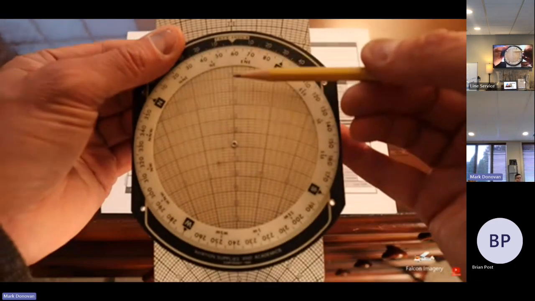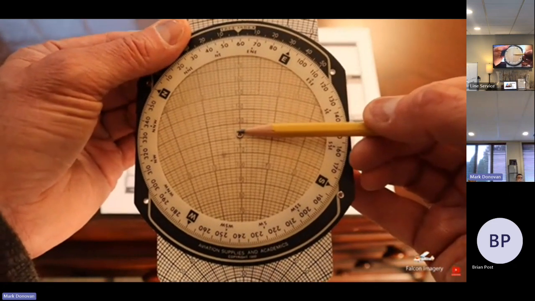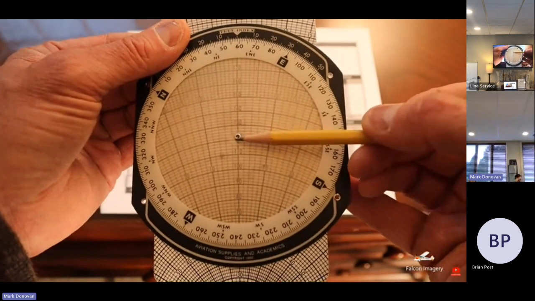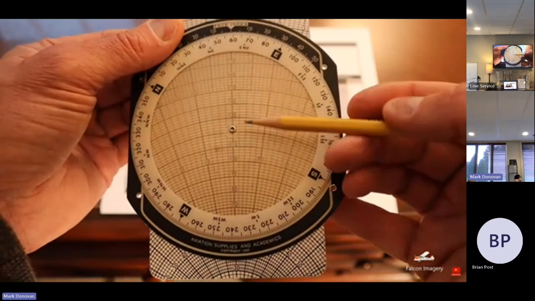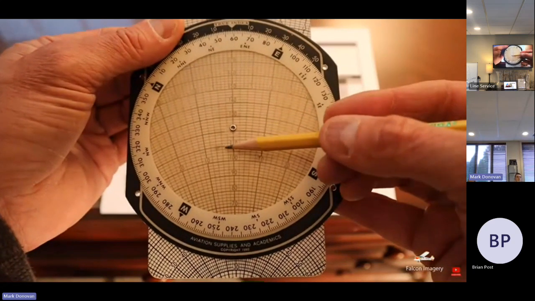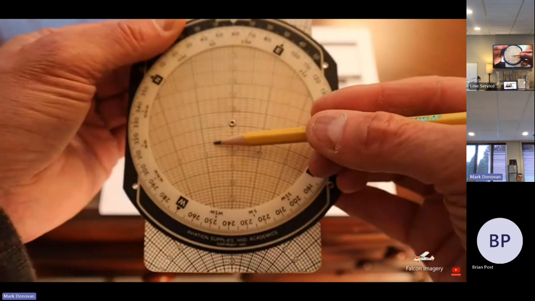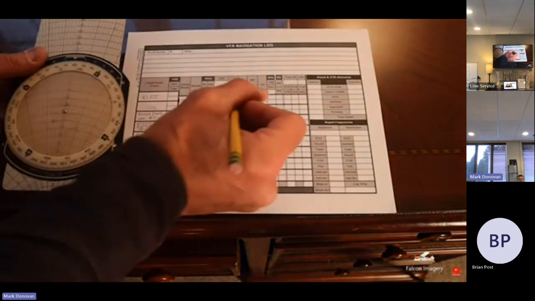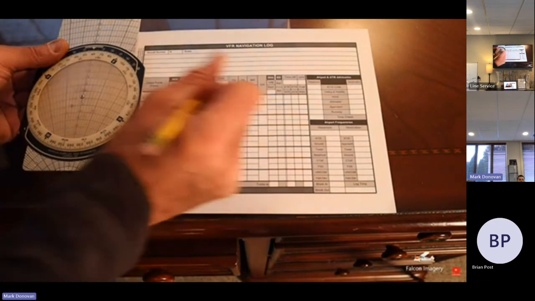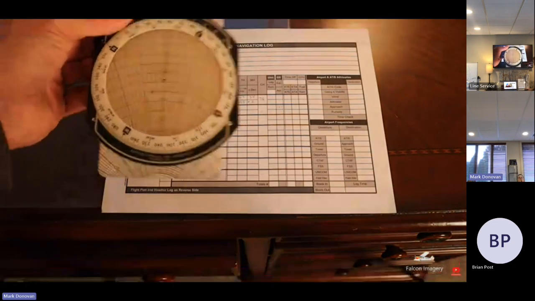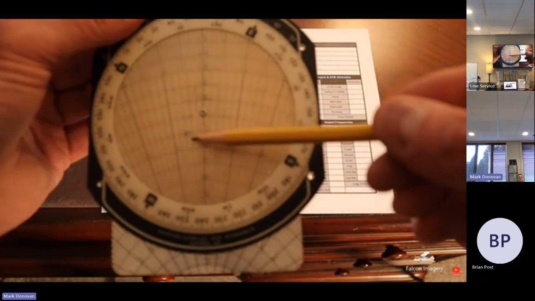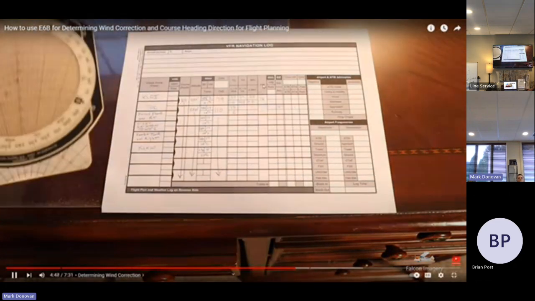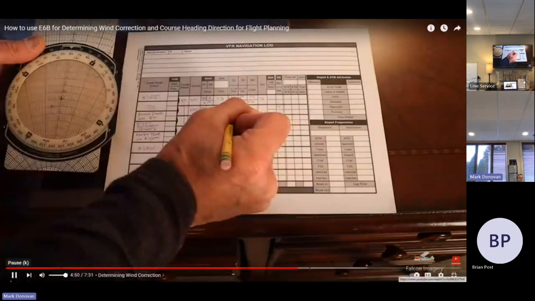So next we need to account for the error associated with the wind correction. So we look at the center line here and we count 2, 4, about 6 degrees left of the center line. And we're going to put that 6 degrees right here in the chart. And as you can see here, the mark is to the left of the center line. So we're going to put a minus sign here. As indicated here, minus if it's on the left, plus if it's on the right.